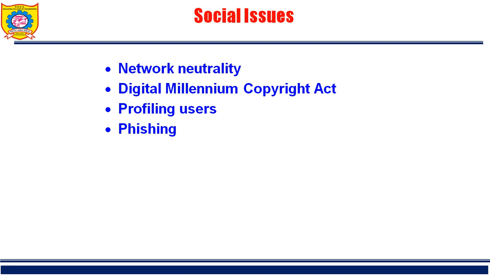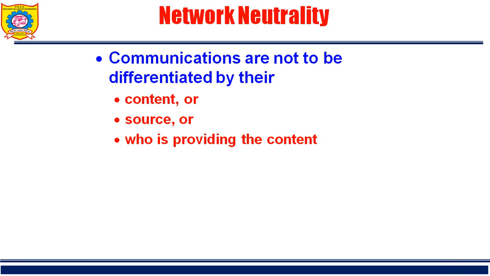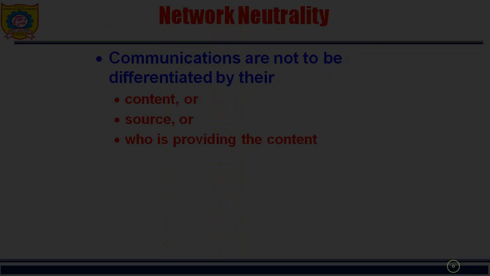So when you are using a complete network, you have to consider some social issues. First is network neutrality, the Digital Millennium Copyright Act, profiling users, and phishing. Network neutrality means that what type of content you are providing over the network does not matter. Communication is not to be differentiated by its content, source, or who is providing it. That is called network neutrality.